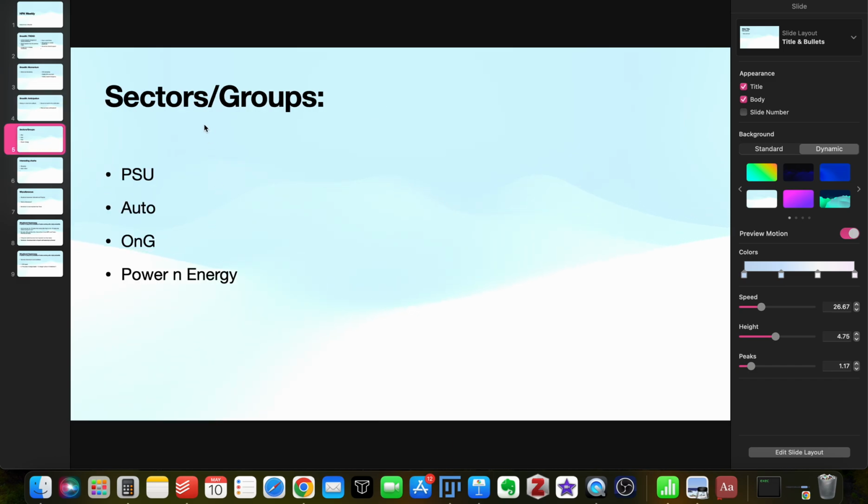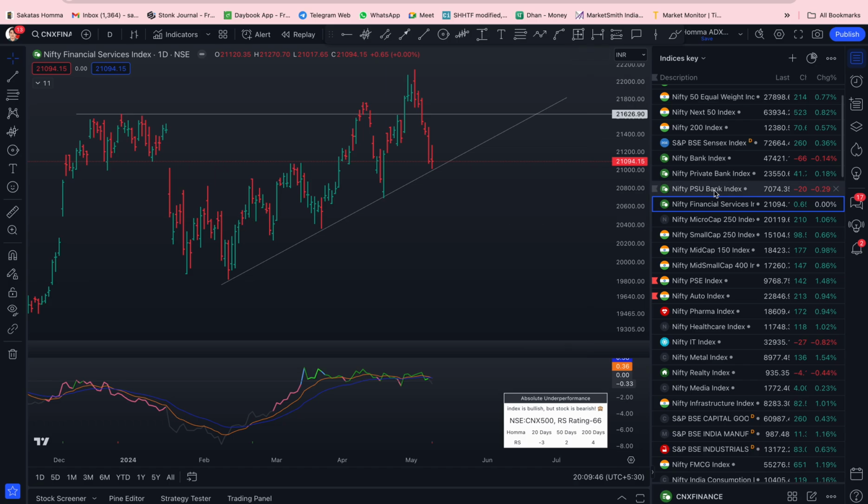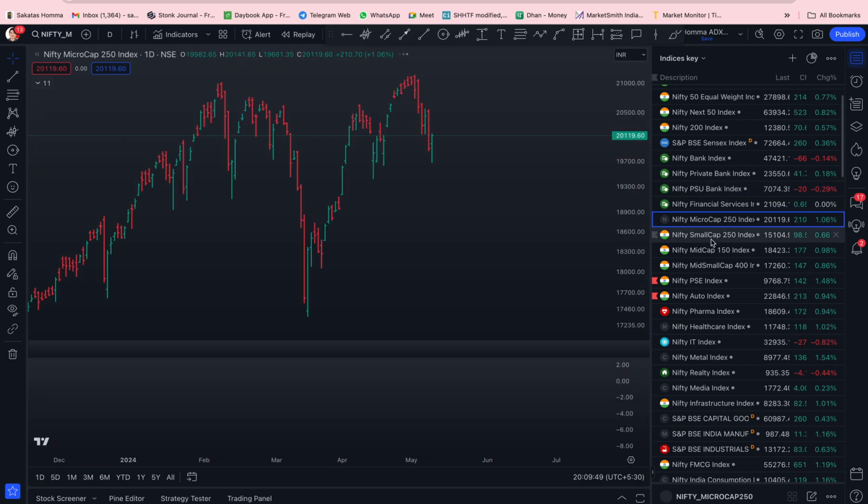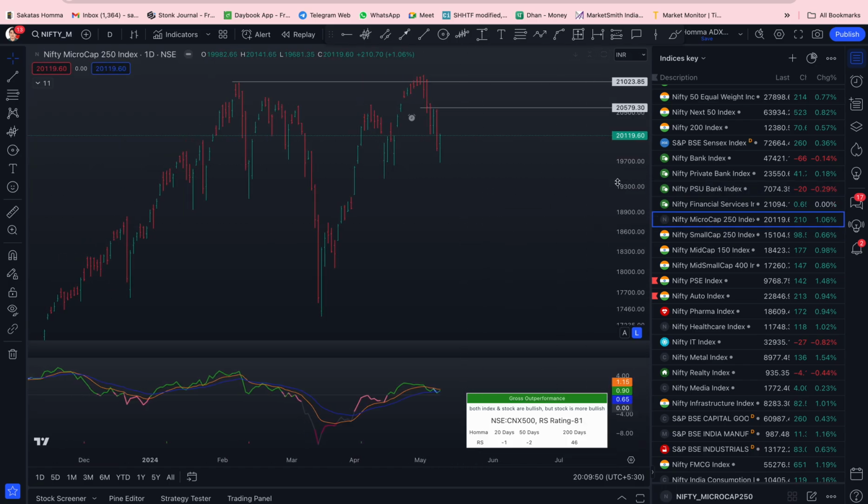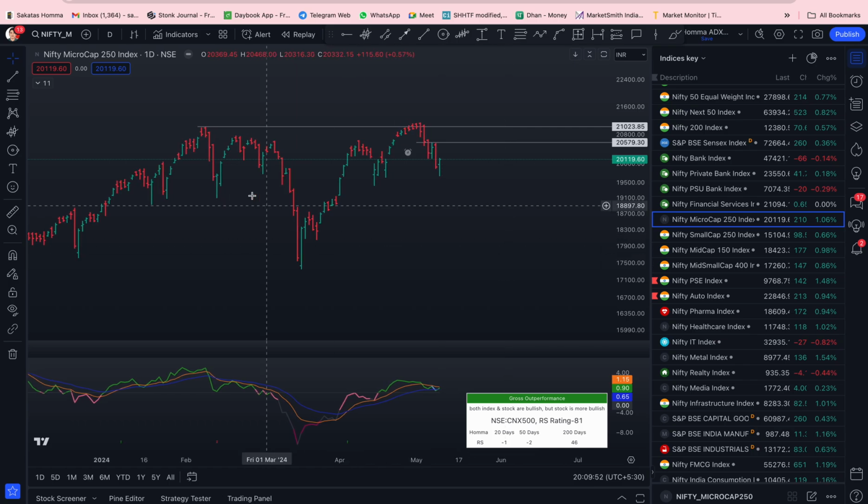Let's quickly talk about sectors and groups like we usually do in the session. I still believe that PSUs, autos, power and energy, and even oil and gas are still poised to do well if markets reverse from here. I'll quickly show you the charts, and before that, micro caps, small caps, and mid caps are also looking not bad. See, this is a very valid base.